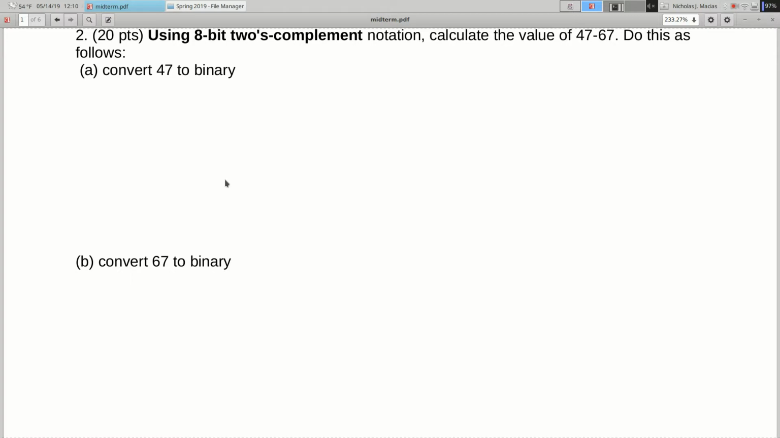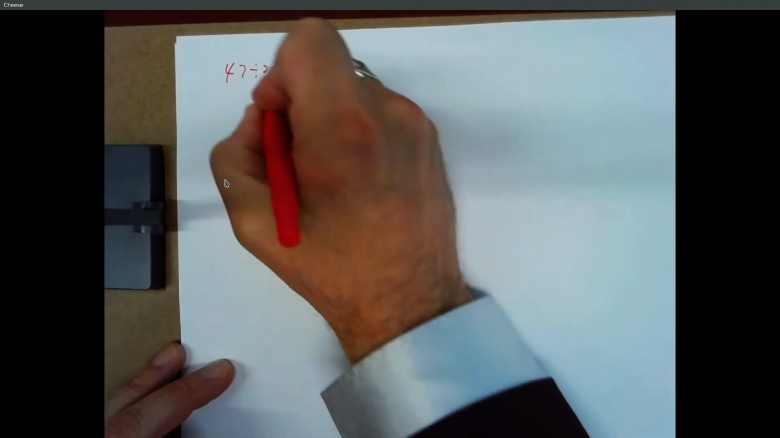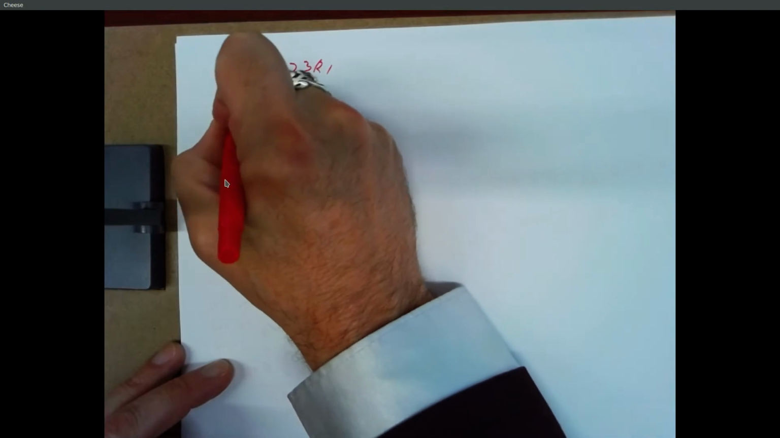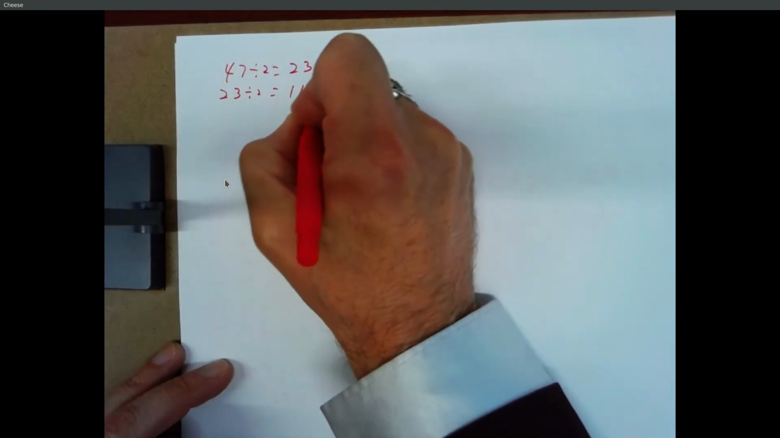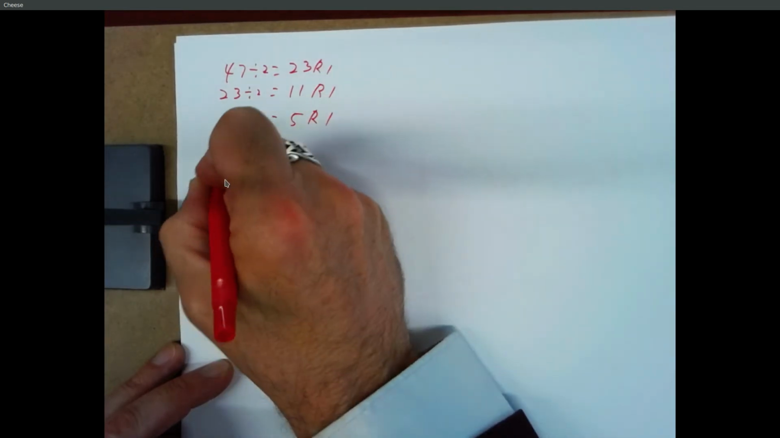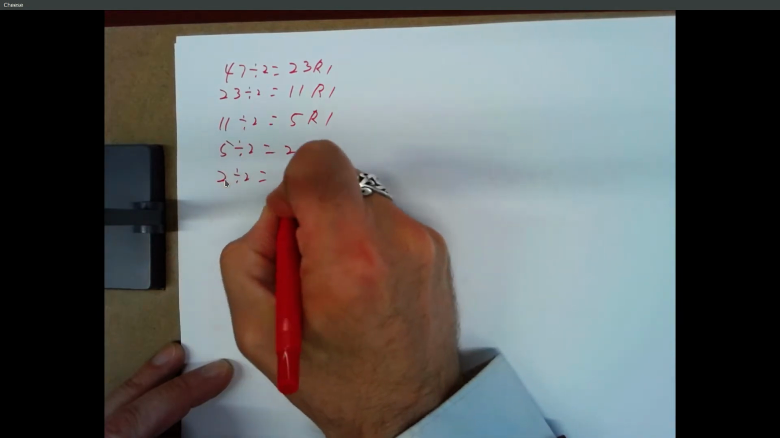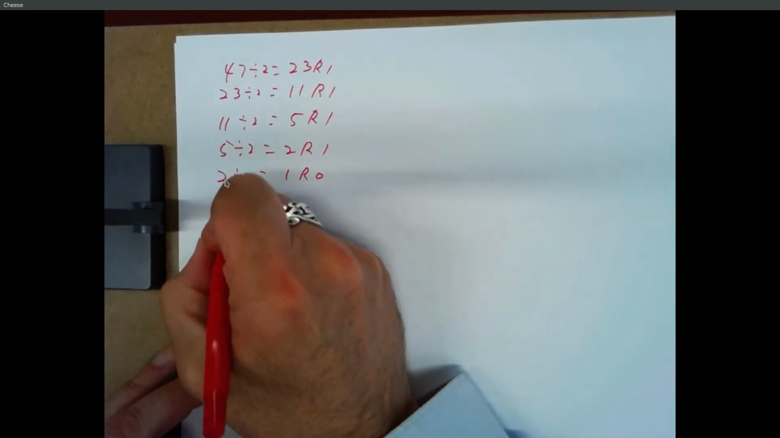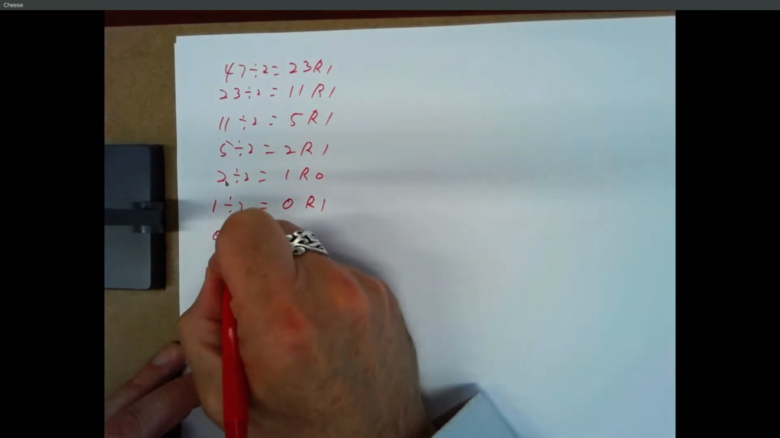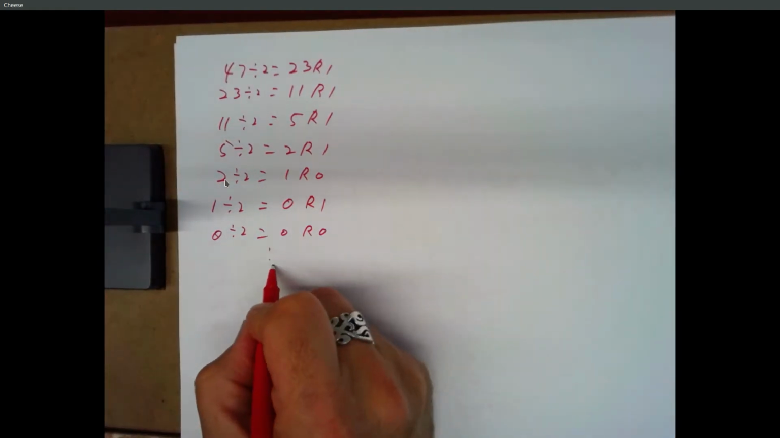So 47 divided by 2 is 23, remainder 1. 23 divided by 2 is 11, remainder 1. 11 divided by 2 is 5, remainder 1. We got lots of 1s. 2 divided by 2 is 1 with a remainder of 0. 1 divided by 2 is 0 with a remainder of 1. And then 0 divided by 2 will be 0, remainder 0 forever.